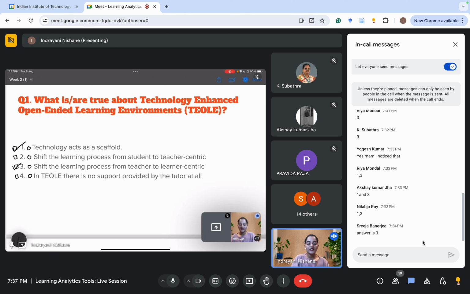So that means the teacher is there, you can go to the teacher and ask doubts. So oftentimes technology enhanced open-ended learning environments are not standalone, but they are used as help in teaching by many of the teachers. So this may or may not be true. It is not true in all the cases. Okay. So now correct options are only option 1 and option 3. Both are correct. So here technology is scaffold or help.